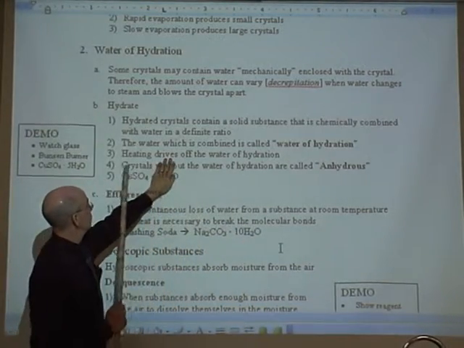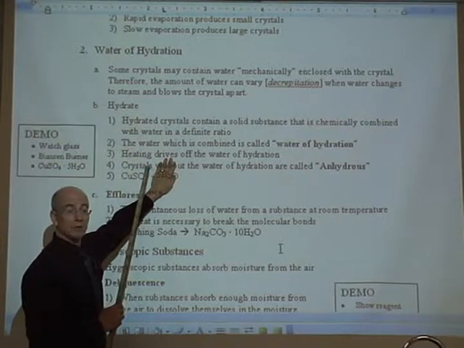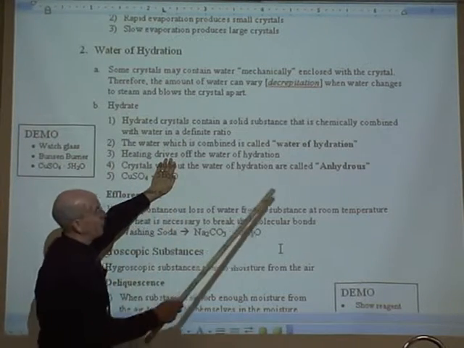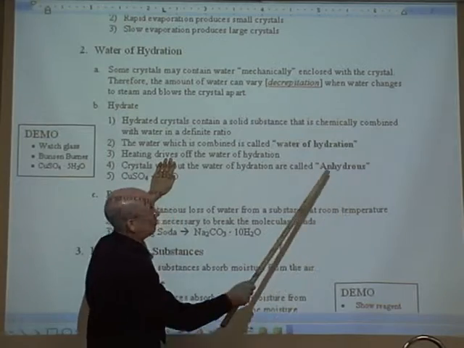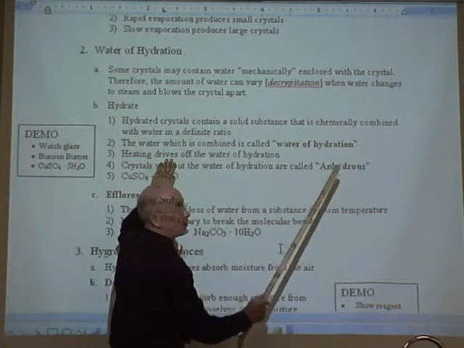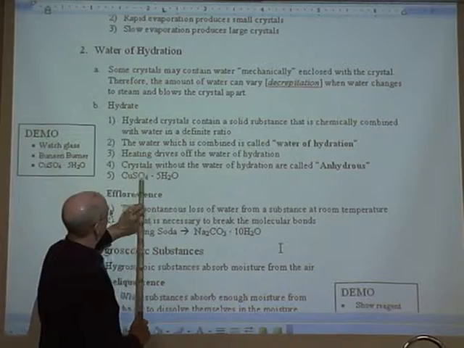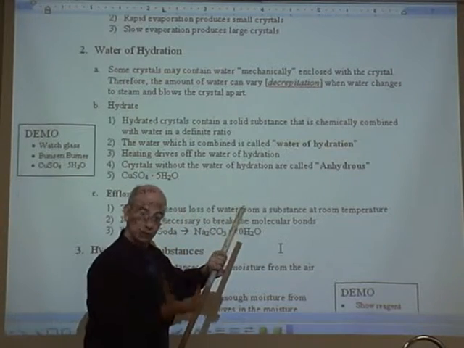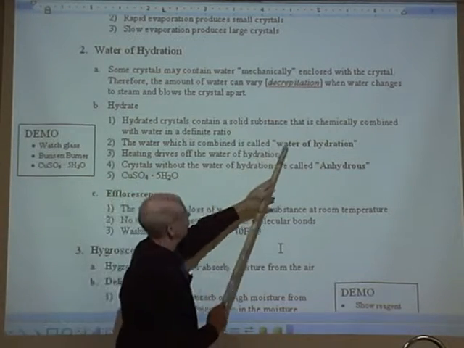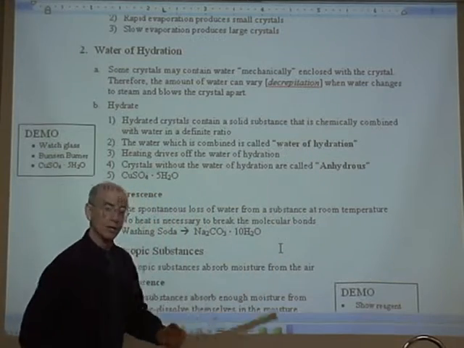Sometimes you'll see just the copper sulfate. It's a blue crystal, and the water's not there. We call that anhydrous. The an means not, so not water. But if you have the water mechanically trapped in there, which is a physical change, we call that the water of hydration. We call it hydrated.